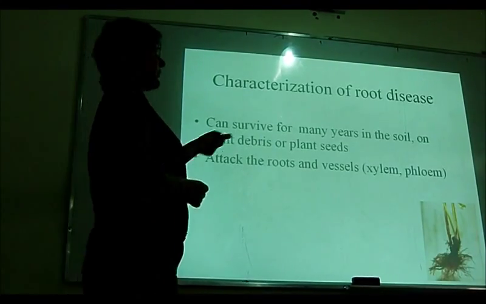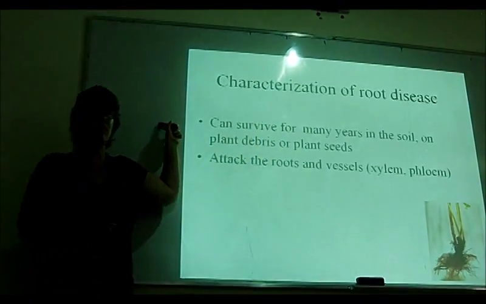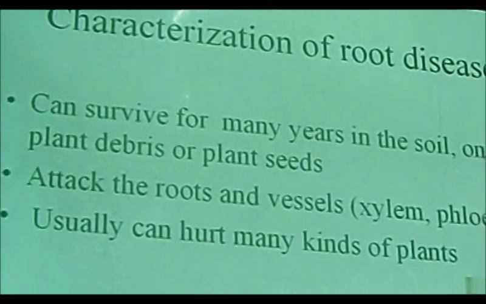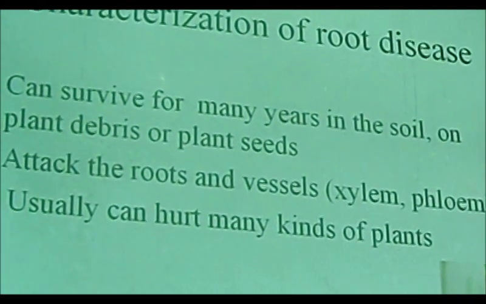And the vessels, it's Fusarium. We talked about it before. Usually they can hurt many kinds of plants.